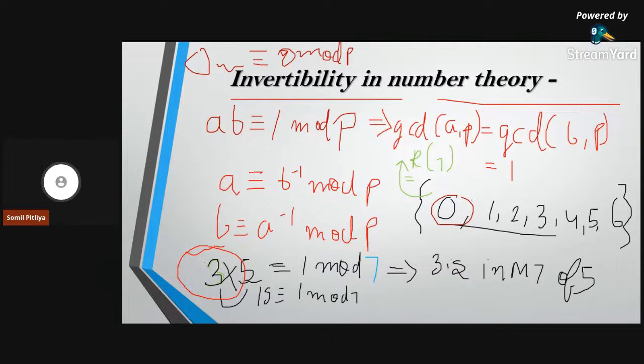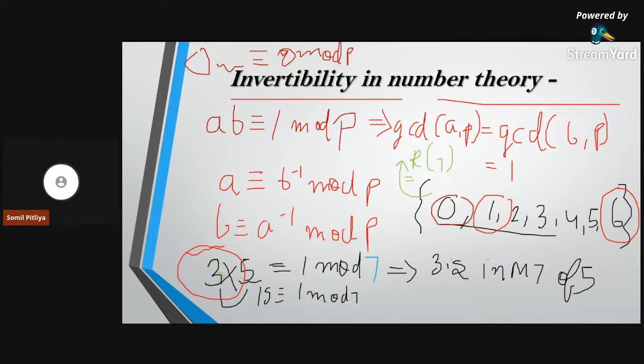Also, the inverse of 1 is 1 only, because the inverse is unique. And also the last number, that is 6. 6 is congruent to negative 1 modulo 7. So if I multiply negative 1 with negative 1, that is 6 with 6, I will get 1 modulo p. So the inverse of 6 is also 6 only. So the inverse of 0 does not exist, the inverse of 1 is 1 only, and the inverse of 6 is 6 only.